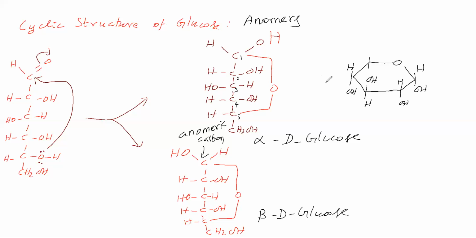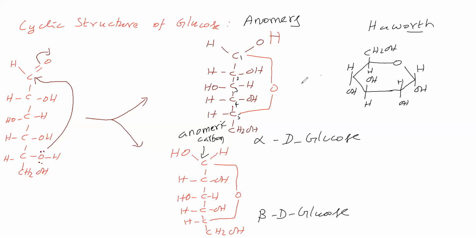Fifth carbon: if you see the fifth carbon, one is H, another one is CH2OH. Write CH2OH at the top and H at the bottom. This structure was proposed by Haworth. Therefore, we can say it is the Haworth structure.